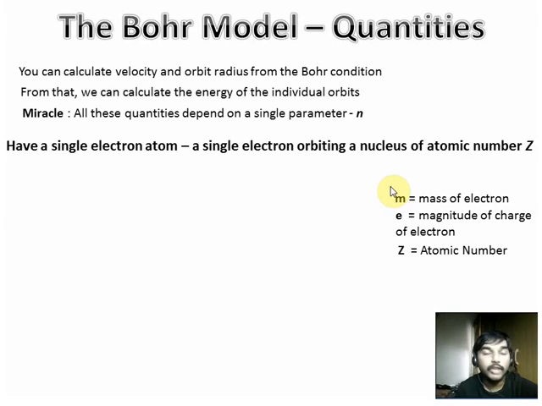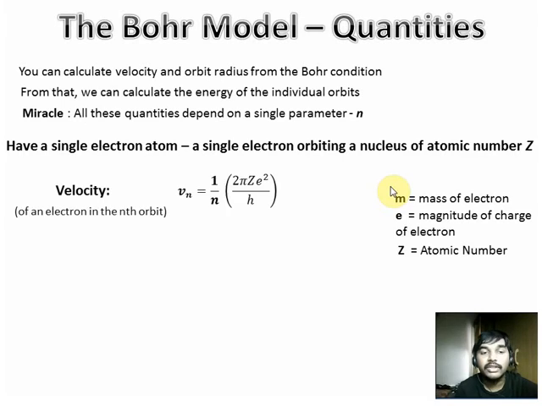So the velocity of an electron in the nth orbit is given by this expression. It's given by 1 by n times a constant. Now this might look scary, but it's really not. It's just 2 pi Z e square by h. All of these are constants. We know the value of 2 pi, Z, e square and h. This goes in a bracket like this. So it's 1 by n times some number. The only variable is really n, so the dependence is only 1 by n and nothing else. This is the velocity.